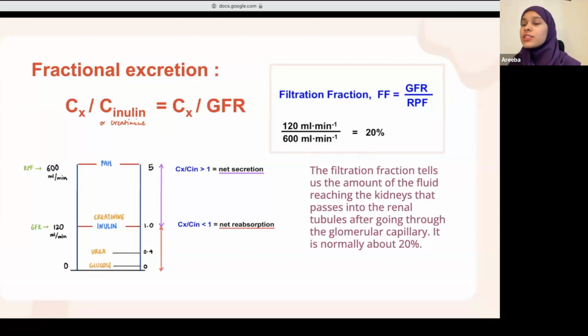Filtration fraction is just to tell us the amount of fluid that is reaching the kidneys. So filtration fraction would be the glomerular filtration rate divided by the total renal plasma flow. And normally we have a filtration fraction of about 20%. Was that clear? Okay, I think we can move on to the next question.